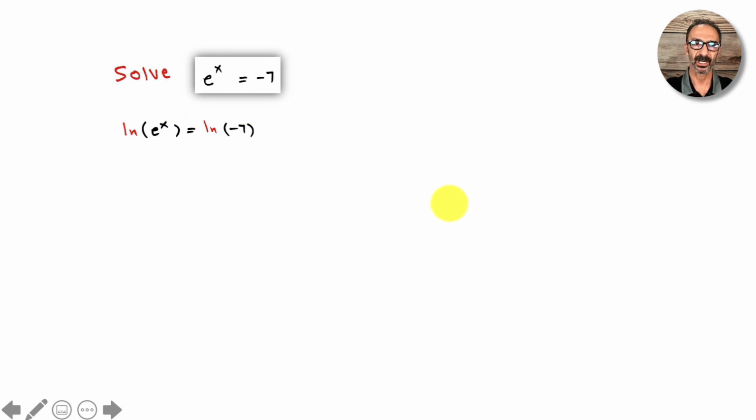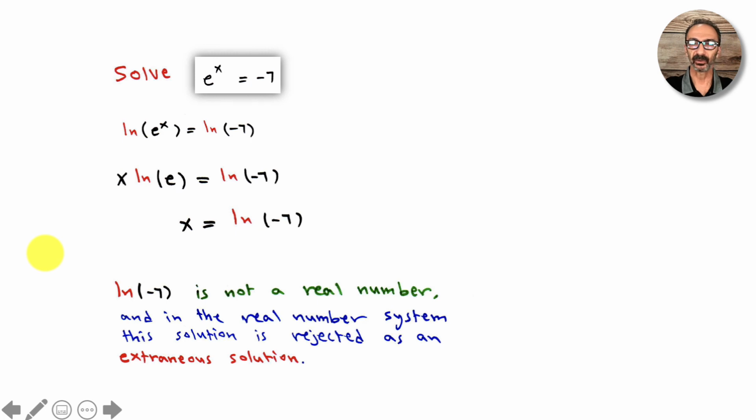Log functions have a domain that is x greater than 0. That is undefined. That's not real. You can try it, the calculator will display a message to you that it's an error or not a real number. So we could solve this in different ways. End up with x equals ln negative 7, but you can't walk away and leave this as an answer. ln negative 7 is not a real number, and in the real number system, this solution is rejected as an extraneous solution. Okay, it looks like it's a solution, but we cannot accept it.